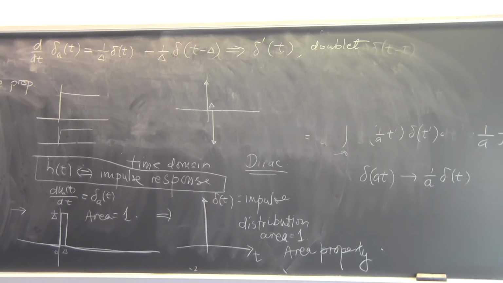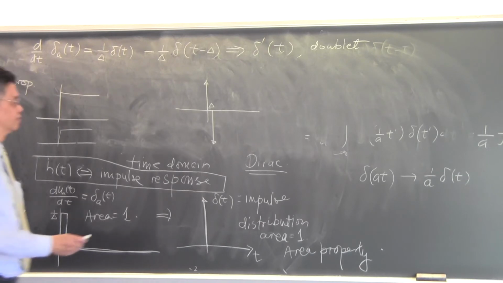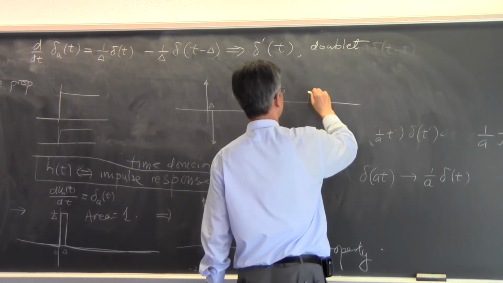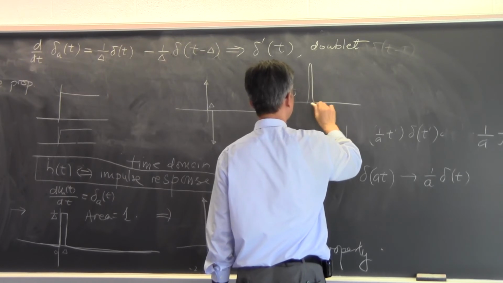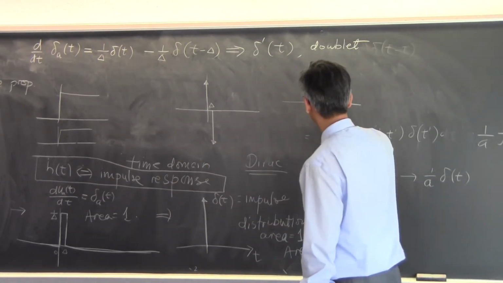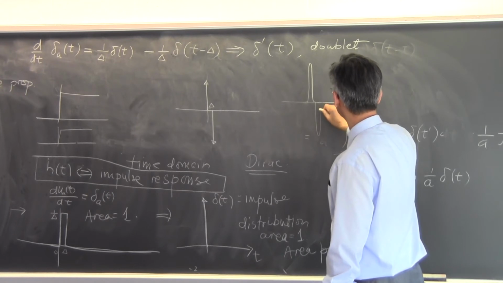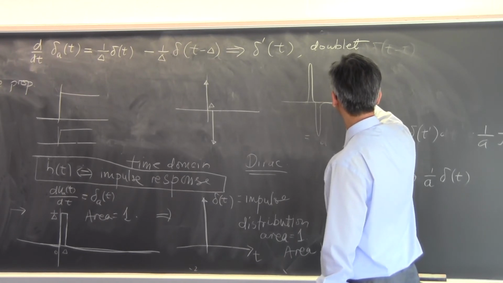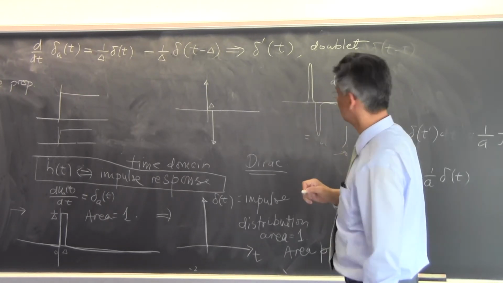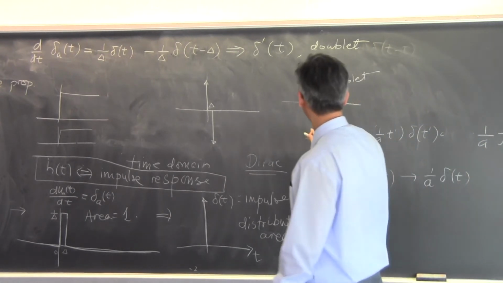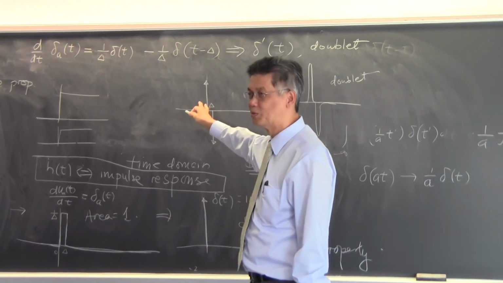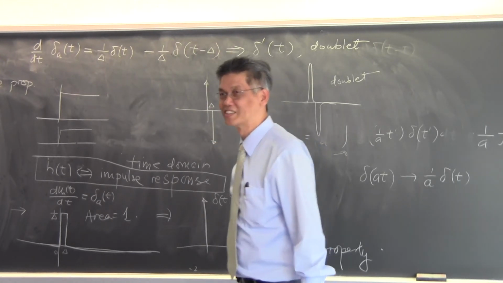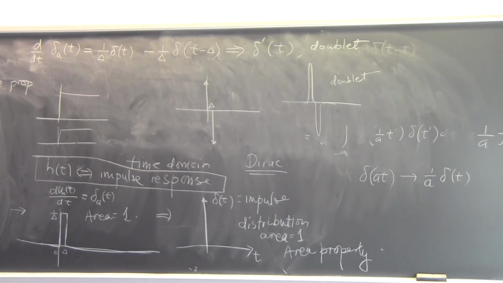So the doublet is the derivative of the delta function. You can think of it as two impulses just next to each other, a limiting case of a signal that looks something like this. In the real world, you never make an impulse because it's hard to make. It's quite easy to make a pulse that looks like this. It's called a doublet. So this is what you can do in the real world. This is what you can do in your course: just make two arrows like that. It's very easy to do.